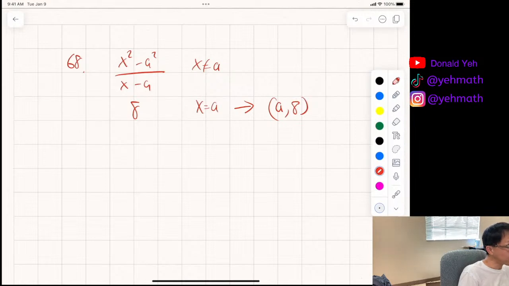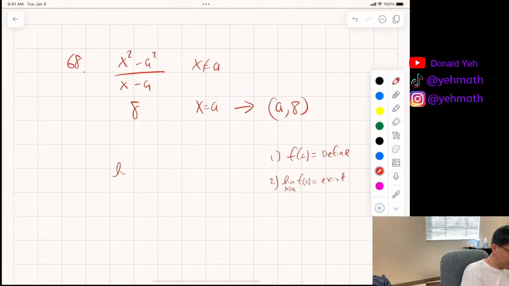Got it? Now remember, there are three conditions to be continuous. First condition, f(a) must be defined. Is it defined now? It's not only defined, it told you it's 8. Right? Second condition is what? The limit as x approaches a of f(x) must exist.